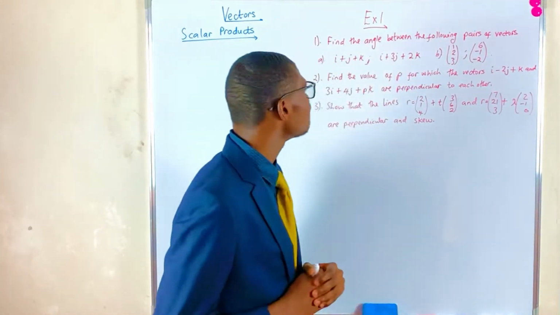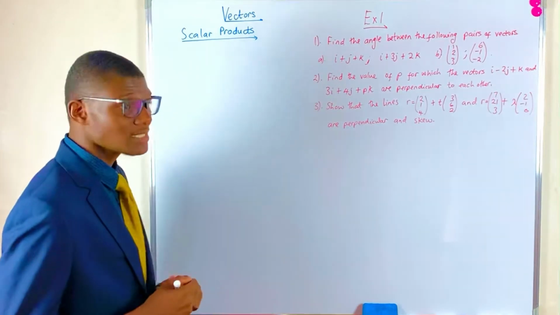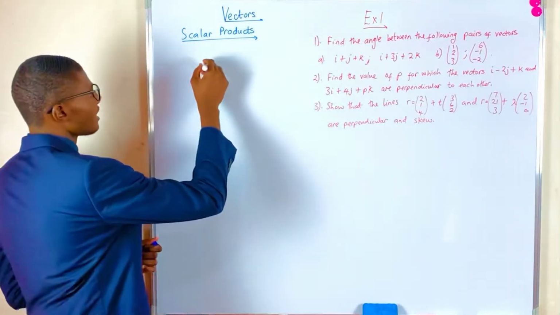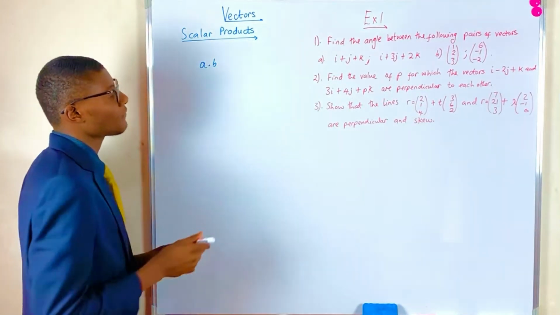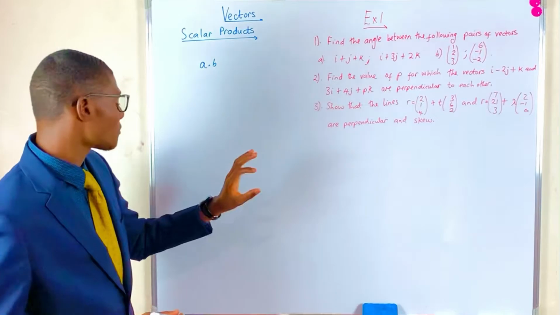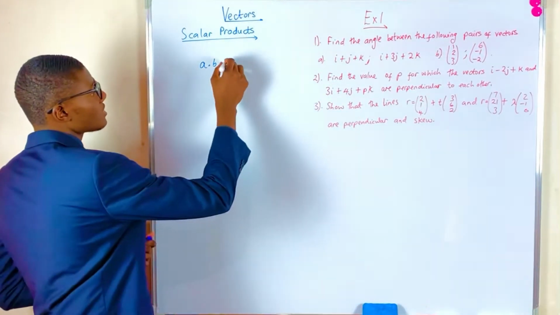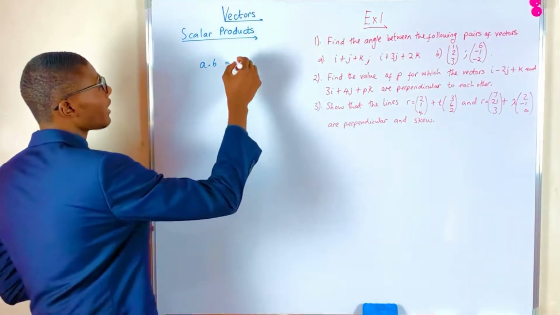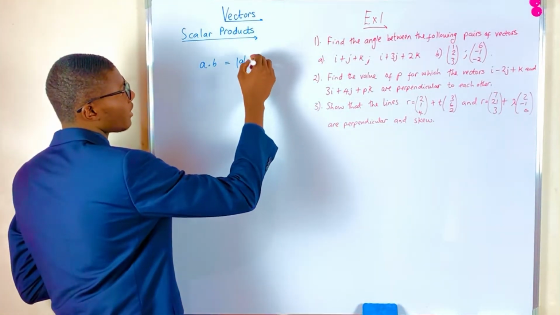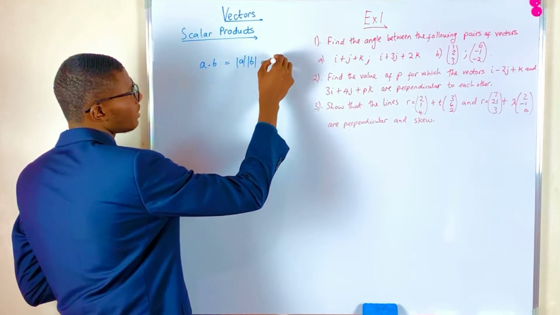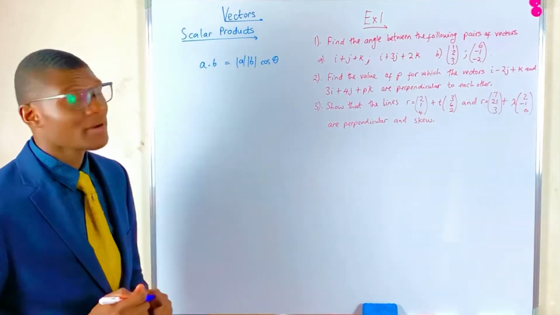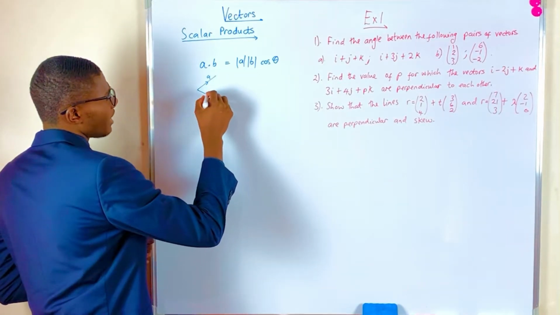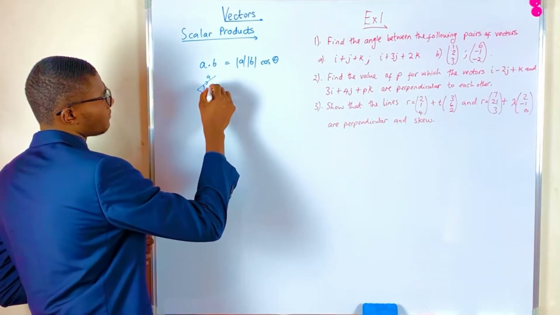So to start off, the scalar product. The scalar product of two vectors A and B is written as A dot B, and this is sometimes called the dot product. A dot B is given by the magnitude of A multiplied by the magnitude of B, then multiplied by cos theta, whereby theta is the angle between the vectors A and B.